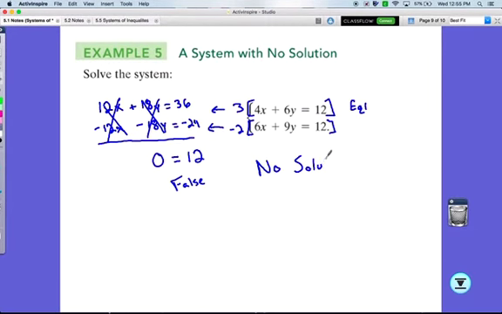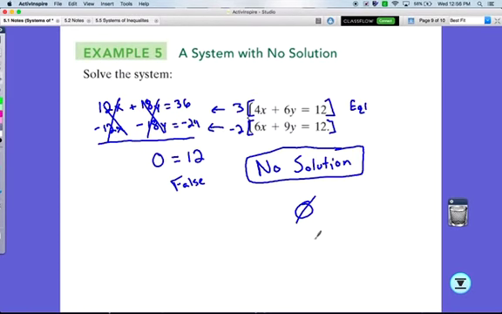So you might not be able to tell just right off the bat, but once you start working, if you end up getting 0 is equal to a number that's not 0, you're going to have no solution. And it'll either be written as no solution, or you'll see that 0 with a line slashed through it.